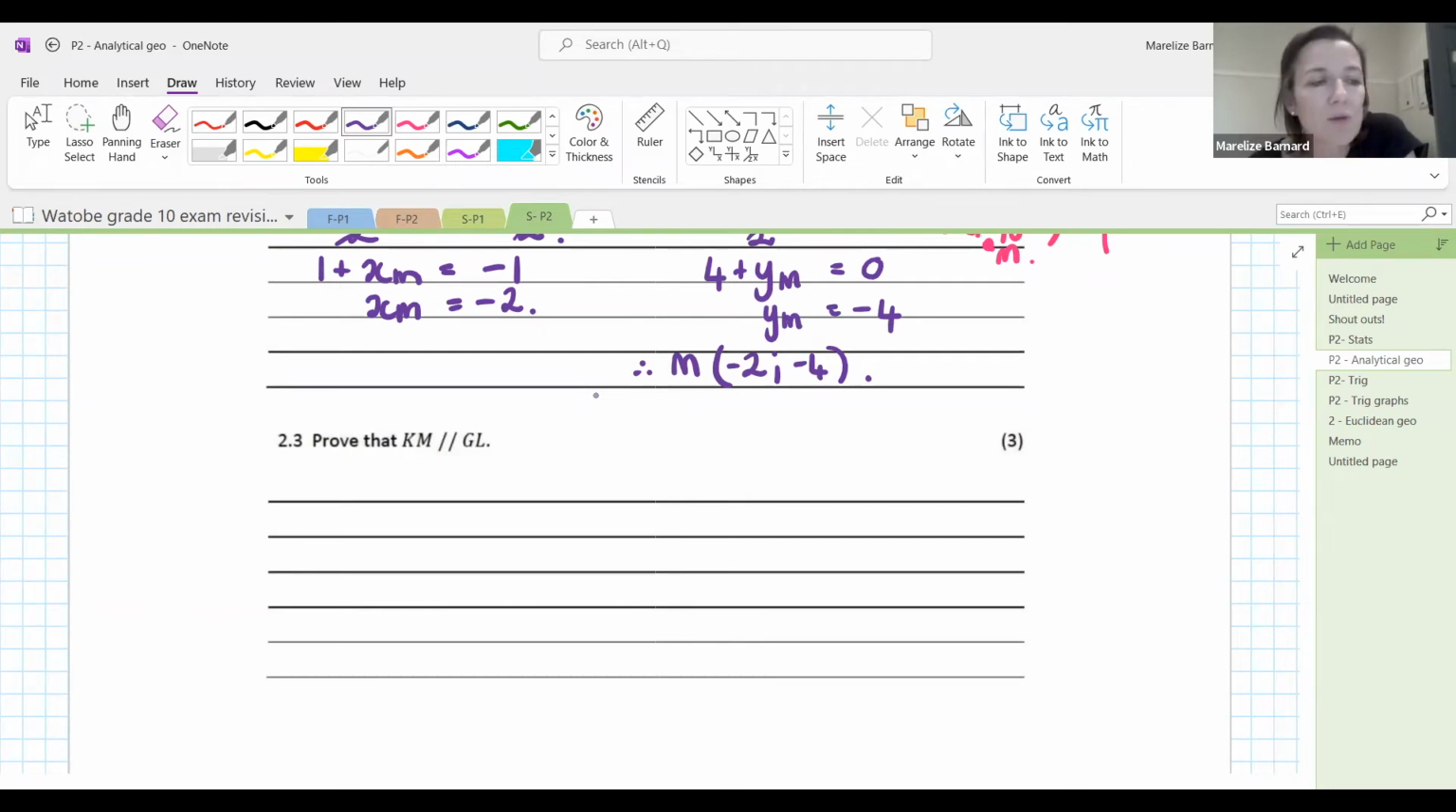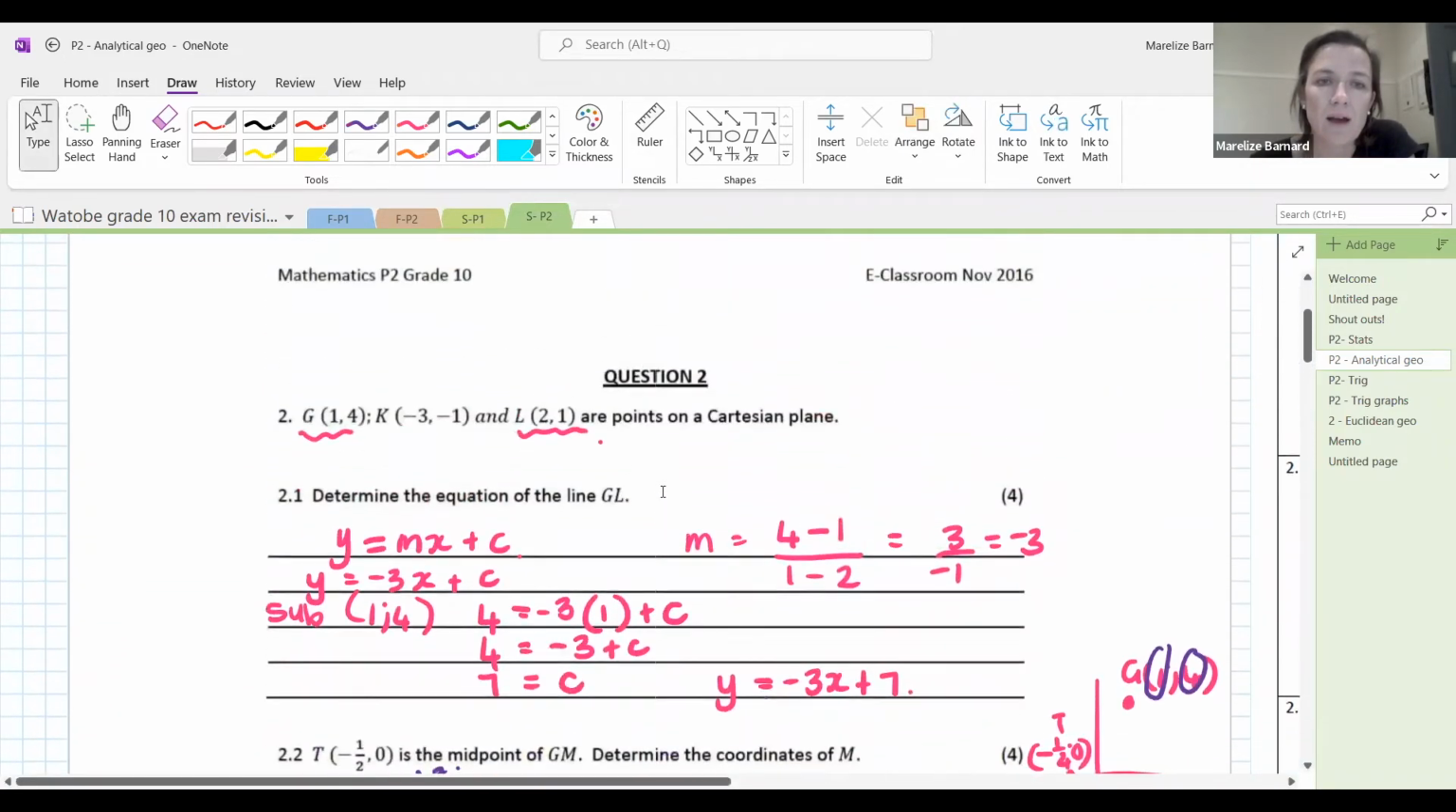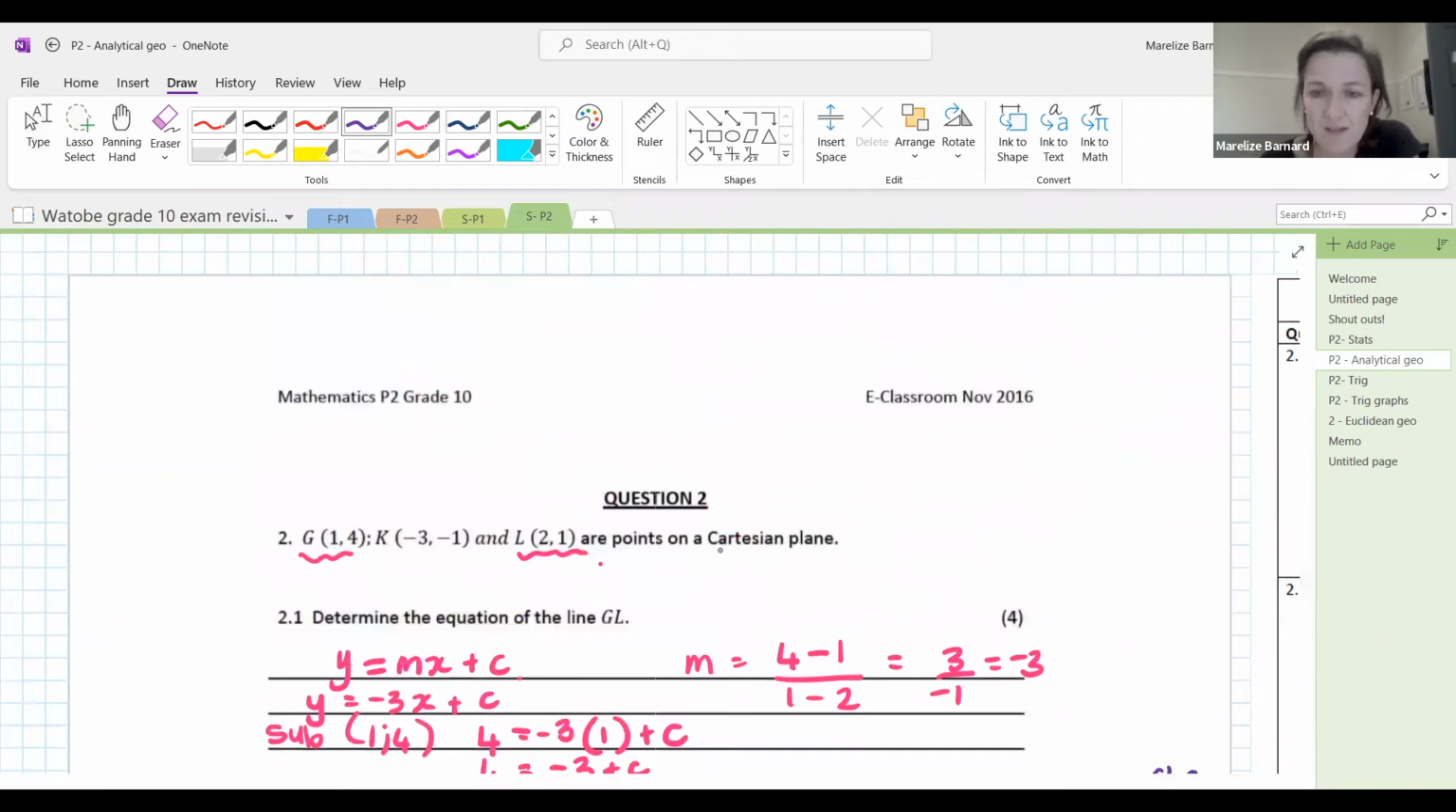And what do we know about the gradients of parallel lines? Are they equal? Are they -1? Are they something else? What do we know about the gradients of parallel lines? They're equal. That's right. So we're going to check what is the gradient of KM and what is the gradient of GL. Okay, I'm just going to go fetch these points over there so that we can see them where we are working.